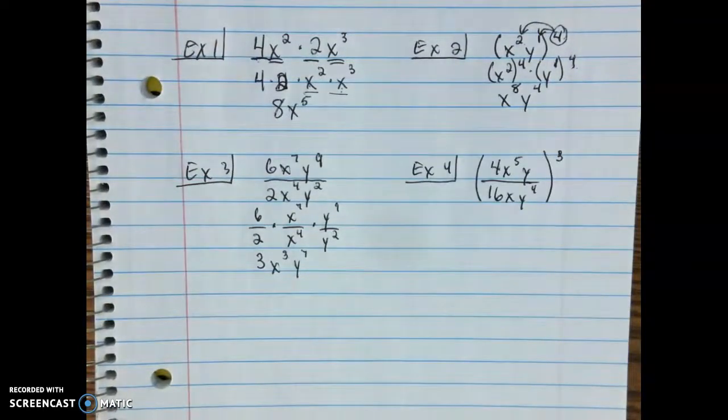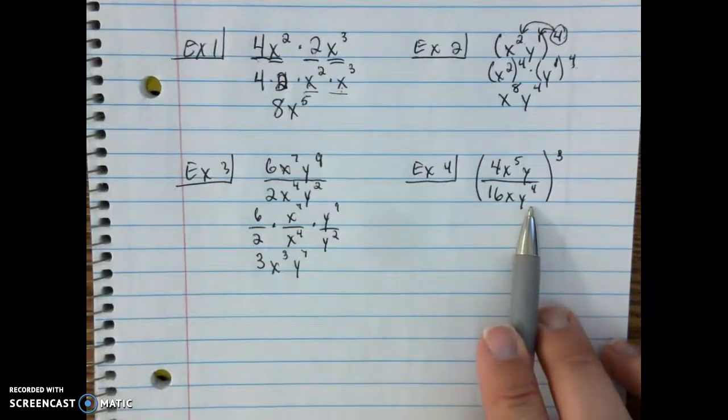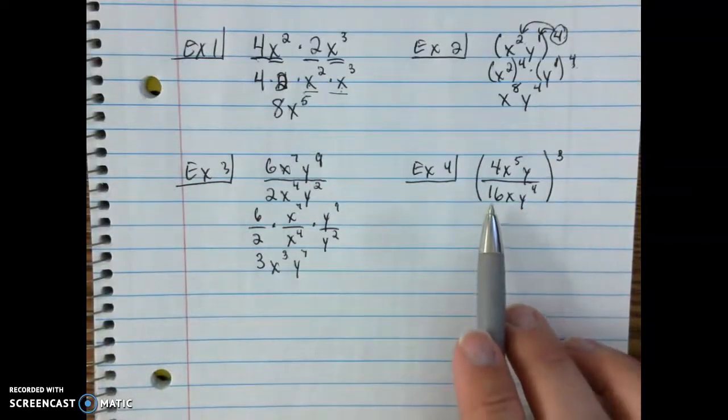And with our fourth example, we have the expression 4x to the 5th y over 16xy to the 4th, all of that to the third power. Now for a problem like this, you want to completely simplify as best as you can what's inside the parentheses, then apply this third power that's on the outside of the parentheses. If we remember our order of operations, we do what's inside the parentheses first, then we take care of our exponents. So we're going to separate this big expression inside the parentheses into three smaller fractions.